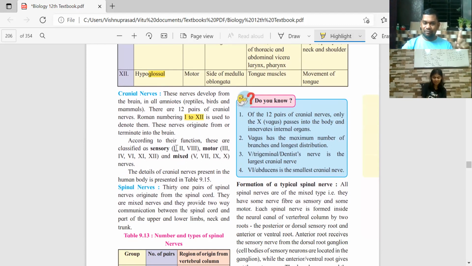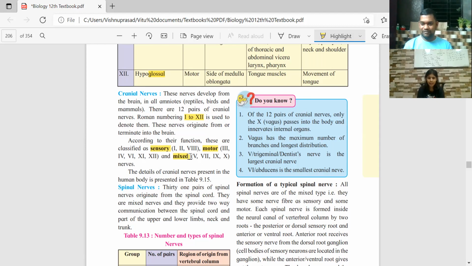See, nerve numbers 1, 2, and 8 are sensory. Similarly, 3, 4, 6, 11, and 12 are motor. And 5, 7, 9, 10 are mixed. There are lots of probable MCQ questions from this point.